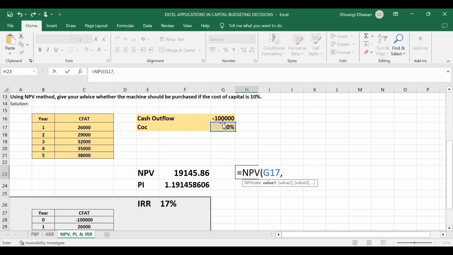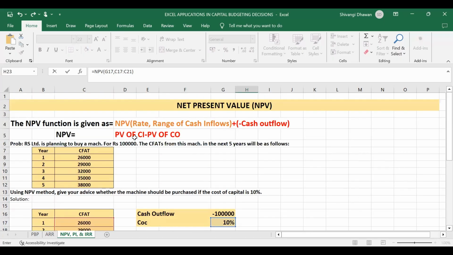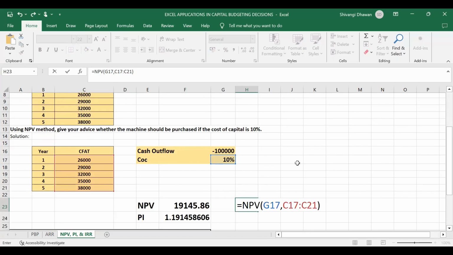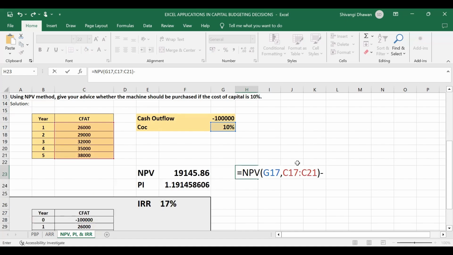The values means all your future cash inflows that you want to convert into present cash inflows. So here is the range of the inflows we are having. This function till here won't give us the NPV. It will just give us the present value of cash inflows. And for calculating NPV, we need to subtract cash outflow from it. But our cash outflow is already given in negative terms. We have taken a negative sign here. So I will add it and take this and enter.